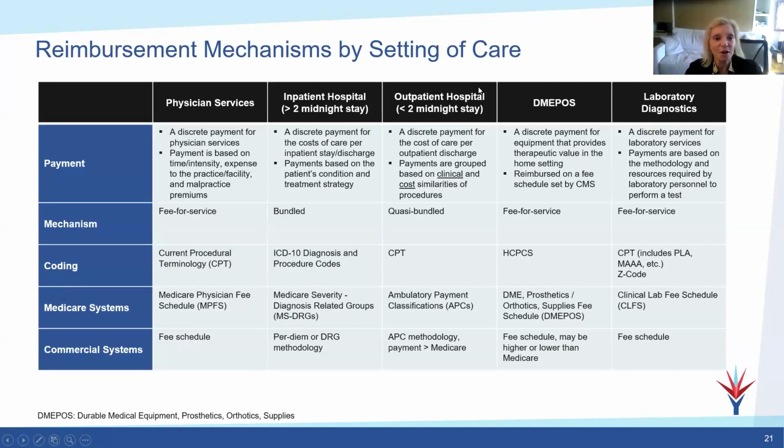So you can see here, this is why we end up needing coding professionals in offices. You have physician services, then you have different coding systems, and then these differ by whether it was an inpatient hospital stay, more than 2 midnight stays. I don't know how people came up with that. Outpatient hospital, durable medical equipment, laboratory diagnoses, diagnostics. Then you have the different coding schedules that we talked about, which Medicare system is employed, and if it's a commercial system, what is employed.